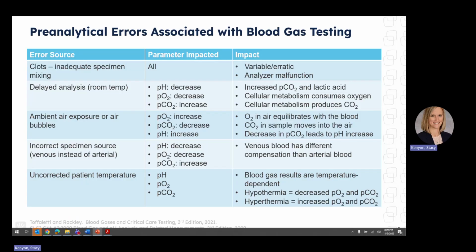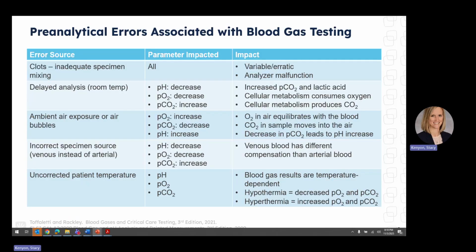The next source of error is exposing the sample to air. This can happen either during the collection process itself or by the introduction of air bubbles. So exposure to air will lead to an increase in PO2, a decrease in PCO2, and an increase in pH. This is because the PO2 of room air is 150 millimeters of mercury, which is greater than the PO2 in a blood specimen, assuming that there's no oxygen supplementation. So when the specimen is exposed to air, the PO2 of the sample will increase.